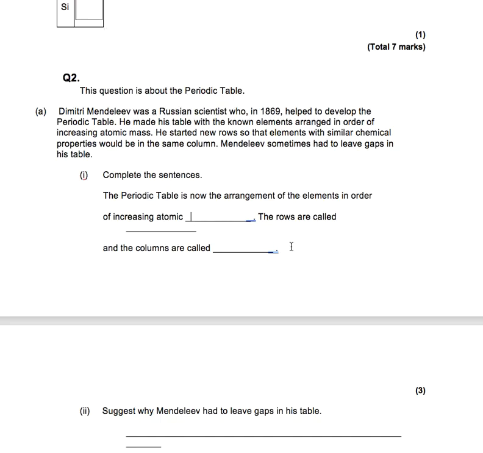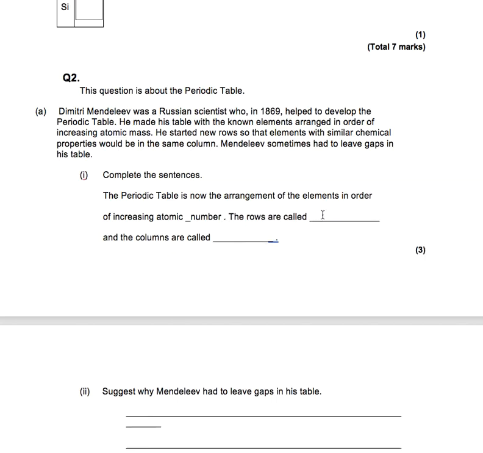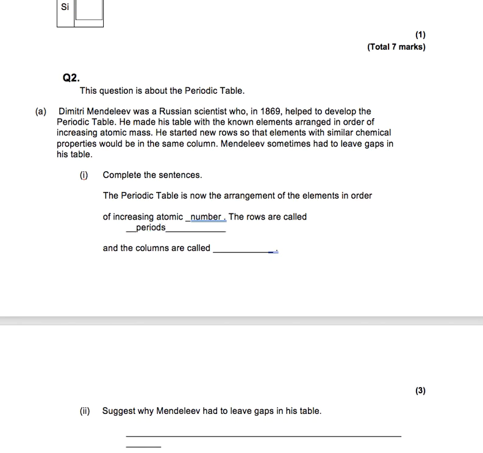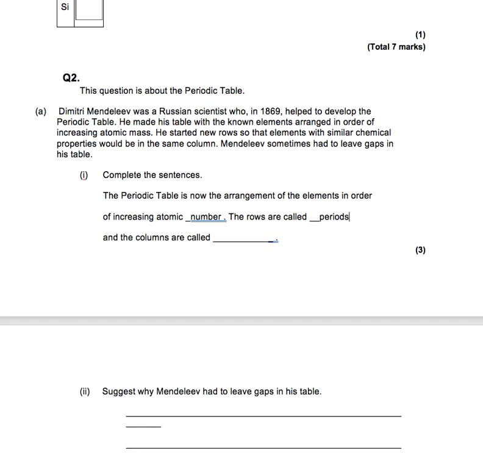So, the periodic table is the arrangement of the elements in order of increasing atomic number. Let's take a few of those out. The rows are called periods. Columns are called groups. And hopefully you remember that from the earlier video on the periodic table.